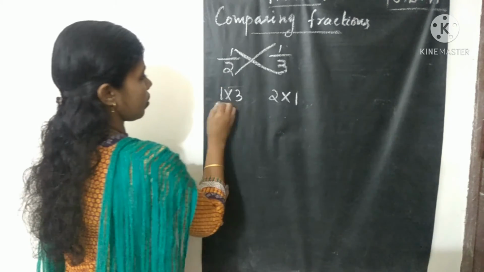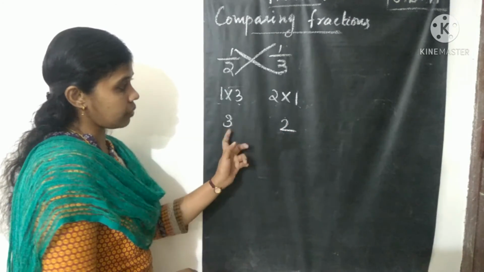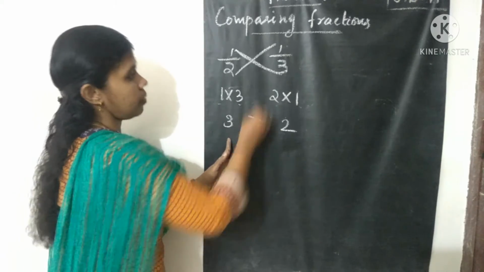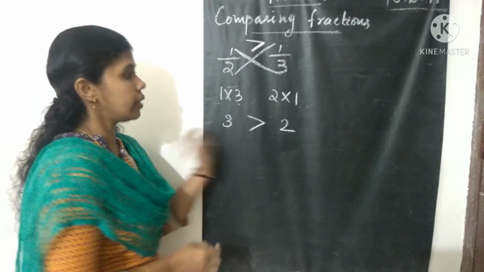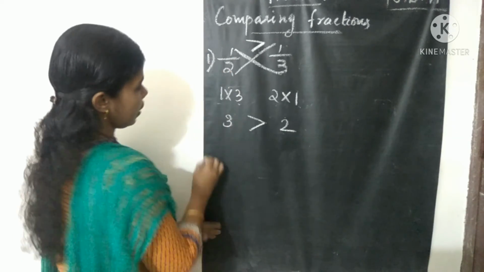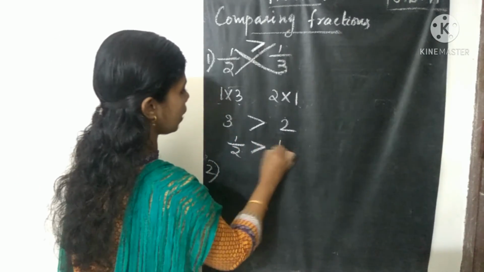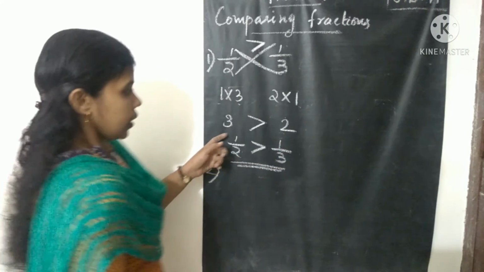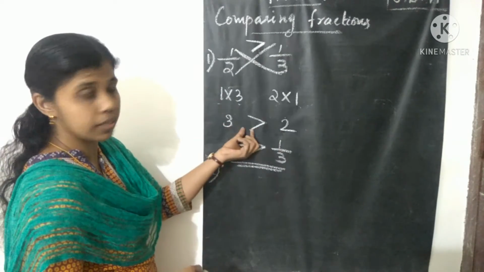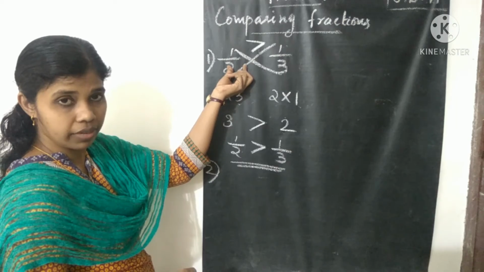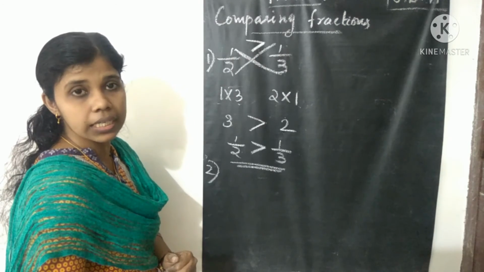Okay. Next, what is the product? 3. What is the other product? 2. In these products, which is big? 3 is big. That means 1 by 2 is big. So 1 by 2 is greater than 1 by 3. Here we get two products. If the first product is greater, then the first fraction is the greater fraction. If the second product is greater, then the second fraction is the greater fraction.